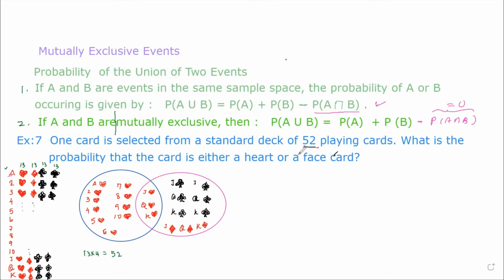Next, we're going to find the probability of the card that is a heart. In one deck, there are only two colors, red or black. The heart is red, and the diamonds are red also. The club is black and the spades are black.